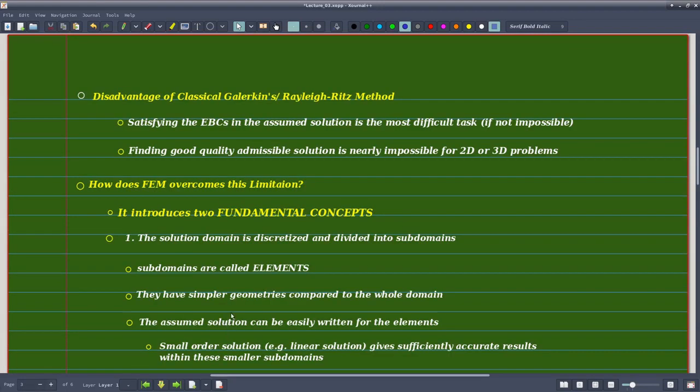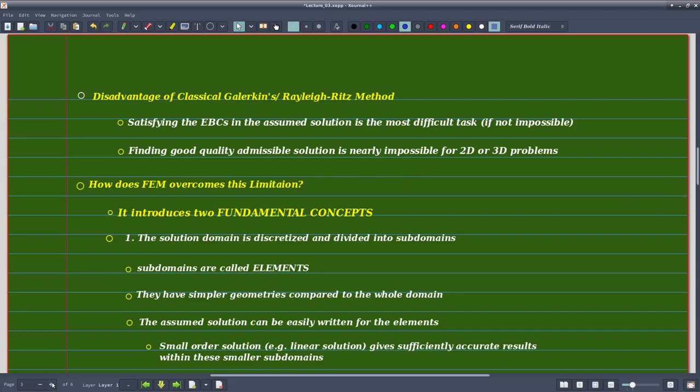So you all know that the principal disadvantage of classical Galerkin's or Rayleigh-Ritz method is that to find an admissible solution, that is the assumed solution which satisfies the essential boundary conditions, is the most difficult task in a problem. And usually, as the problem geometry becomes complicated, these tasks become almost impossible. Okay, so for 2D and 3D problems, finding a good quality admissible solution is almost impossible.